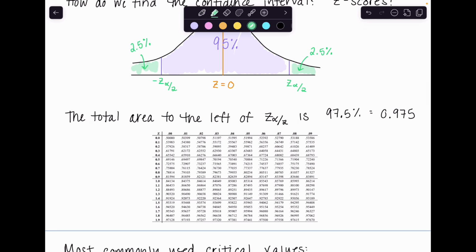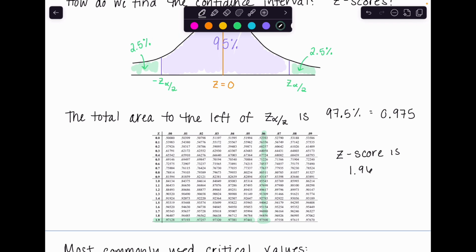While going through here, I have exactly 97.5. So my third decimal, or my second place after the decimal, is 0.6, and this is 1.96. So the z-score corresponding to a 95% confidence interval is going to be 1.96. Okay. So now that I know that, we really could do the same thing for all of these others.